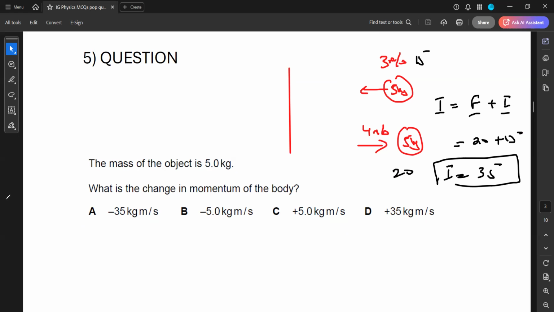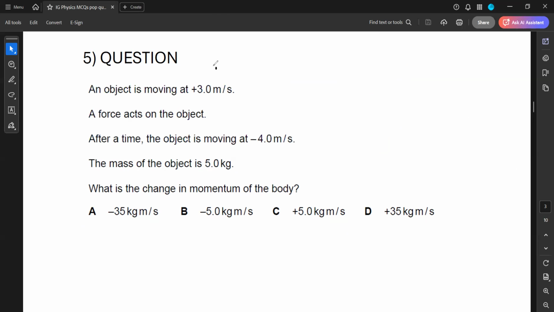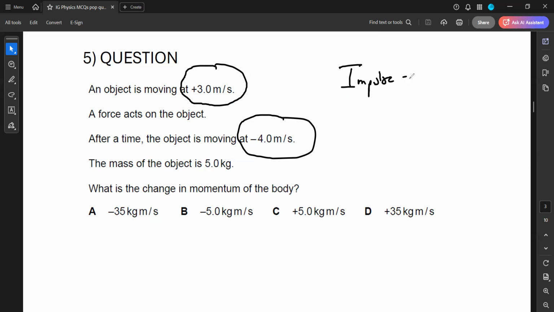But right now, in this question, they give us the signs, one of the velocities positive and the other negative. So when the velocities with signs are given, what formula should we use? We should use the formula that the impulse is equal to final minus initial.